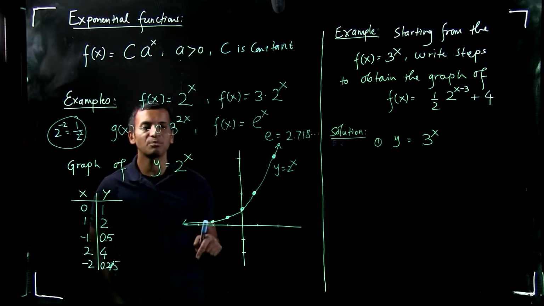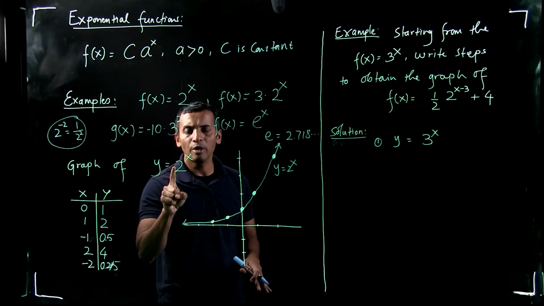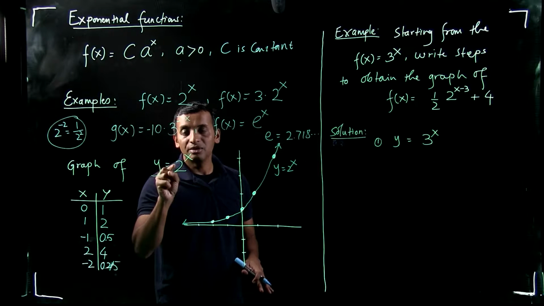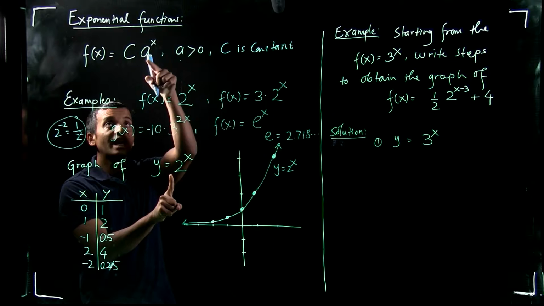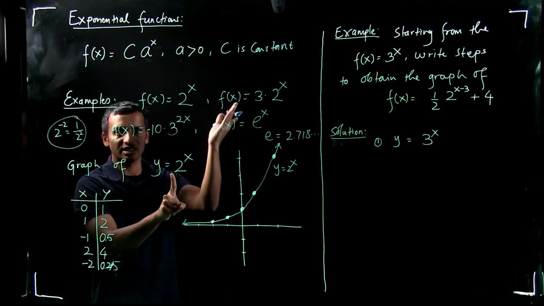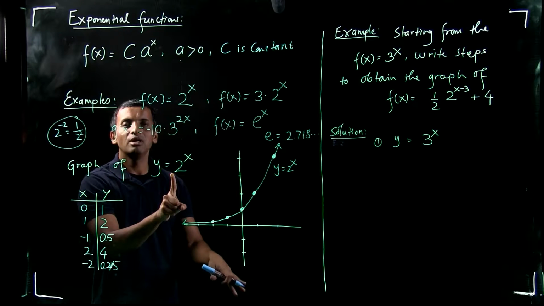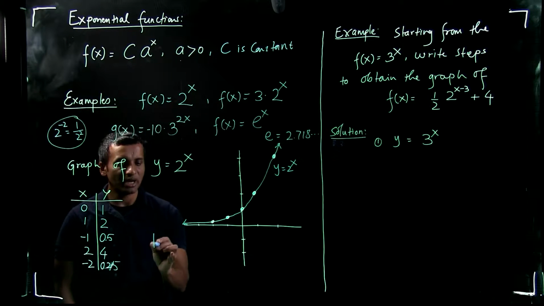So what is the domain of an exponential function? So the graph is always above the x-axis. Basically, the c here is 1. If you compare that with c a to the x, c is 1. If c is positive, it is always above the x-axis. If c is negative, it will be below the x-axis though. Okay, in this case, so what is the domain then?